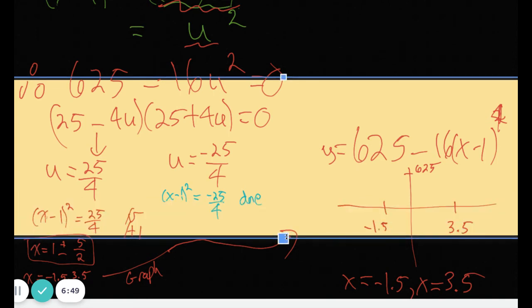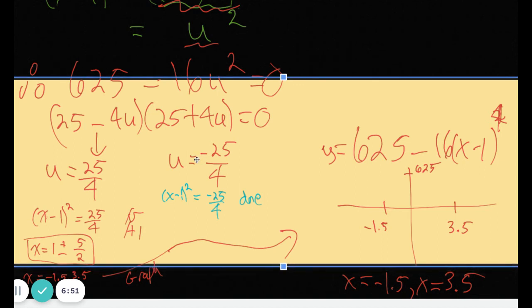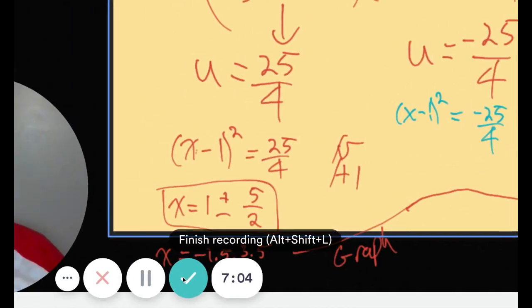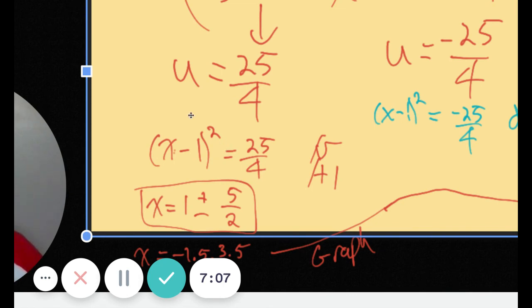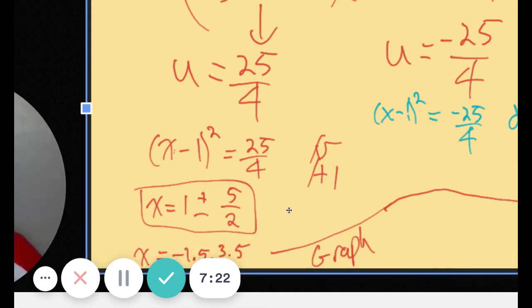So now what I'm going to do is bring this down to here. So if you notice, the first one I'm going to have is x minus 1 squared is negative 25 over 4. Well, I can't square root a negative, so there's no solutions there. Then when we go over to this one, it looks just like the regular quadratics that we've solved with completing the square, right? So I'm going to square root both sides and add 1. Here's the inverse operations. So I end up with 1 plus or minus 5 over 2. Okay, 1 plus or minus 5 over 2. The two answers end up being negative 1.5 and 3.5.